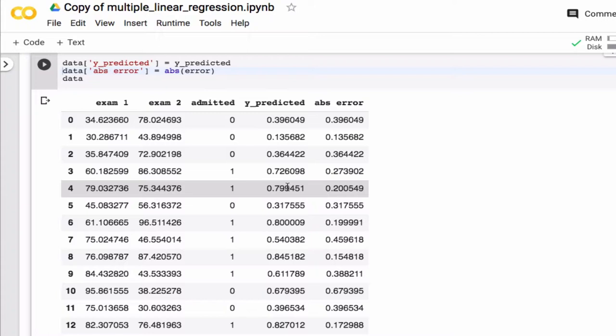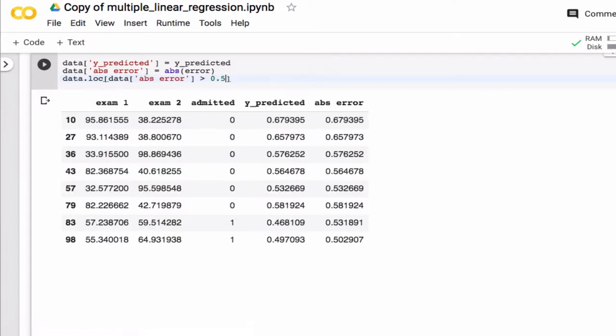Okay, so it would be good to count how many we get wrong. So we can do that by looking at the absolute error, right? And so if the absolute error is larger than a half, then we're going to make a wrong prediction. So let's do that. So we do that in pandas by finding the location where the absolute error is greater than 0.5.